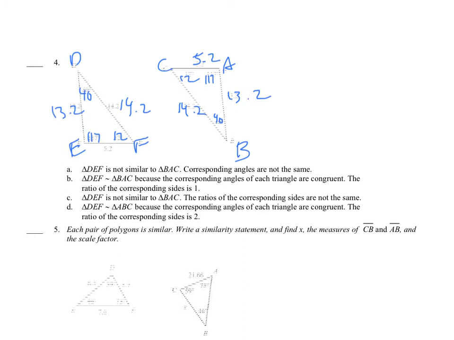Okay, looking at number 4, we've got two triangles, and we're deciding which of these statements is true. Are they similar? Well, when I look at the angles, we have 40, 40, 117, 117. They have two angles that are congruent. I'm done. I don't need to look at anything else. They are similar. So we can eliminate A and C, because those say that they're not similar.